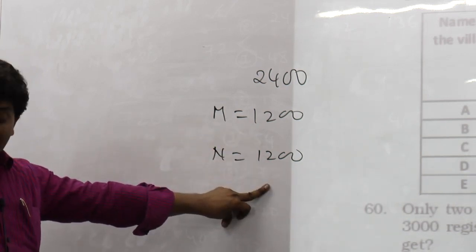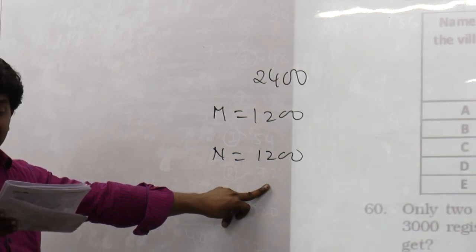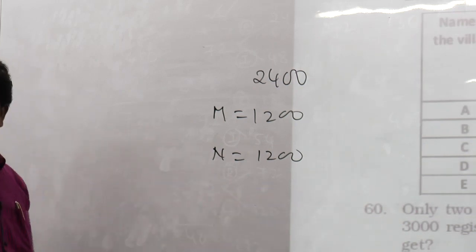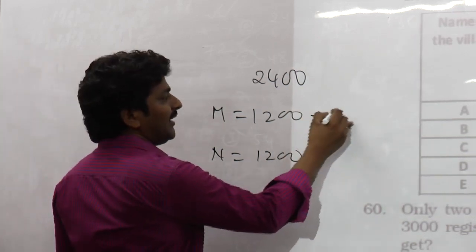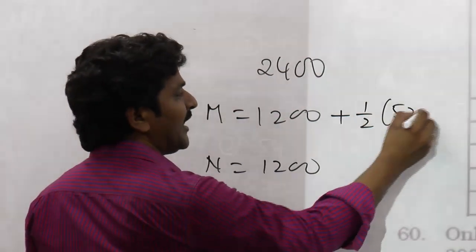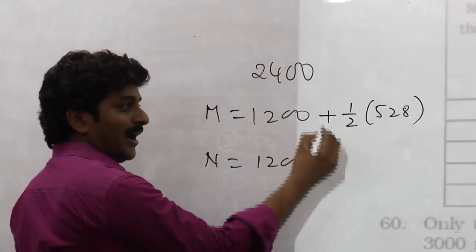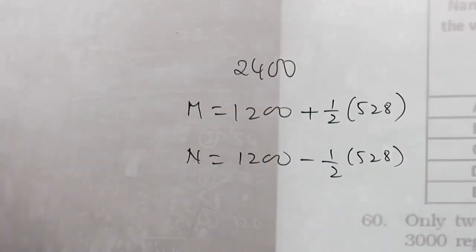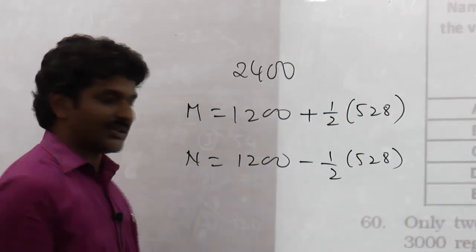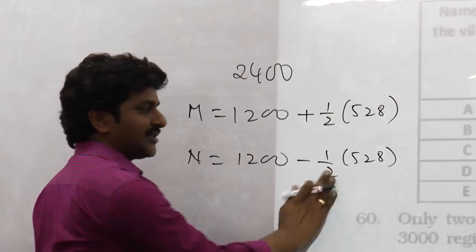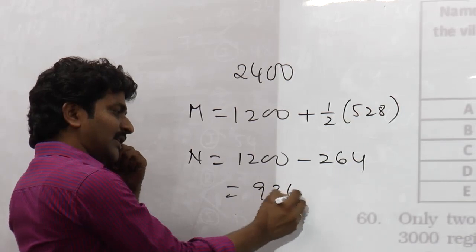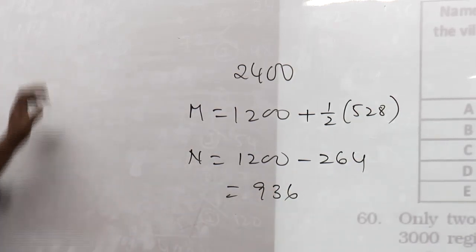But whereas you have one more piece of information, and that says M got 528 more votes than N. So M will get half of 528 more and N will get half of 528 less. Then only the difference will be 528. Half of 528 in the sense 264. So this is minus 264. Answer 936. So N gets 936.